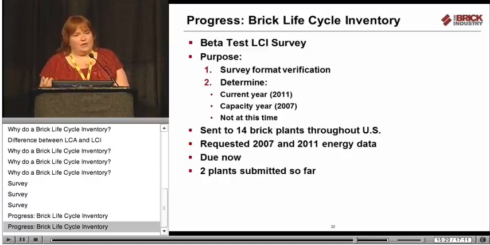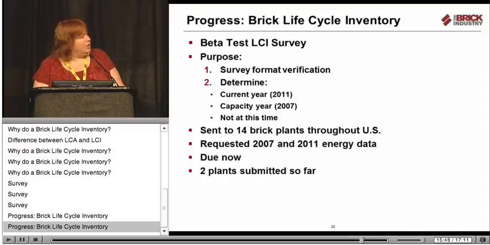Editorial comment here, I'm not all for that because there are people out there talking about us. If 2011 or 2012 isn't a great year, we could still get the process done, and then if a couple years down the road we want to look at our improvement, we can gather that data much more quickly. Where we are, we've sent it to 14 plants. They're due now. There are two companies that get gold stars for having already submitted their data. We appreciate it. We appreciate the people who are working to get the data to us. And we look forward to presenting more information to you in the future.